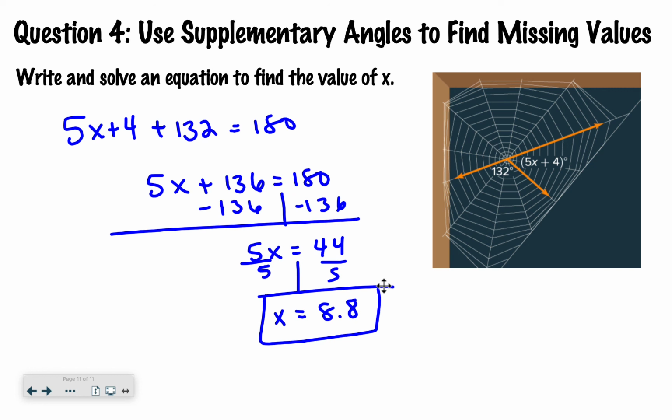For this problem, hopefully you set it up as 5x plus 4 plus 132 equals 180. Then you simplified by combining the 4 plus 132 to get 136. So then your equation reads 5x plus 136 equals 180. You subtract 136 from both sides, and you're left with 5x equals 44. And then you divide both sides by 5, and you get x equals 8.8.